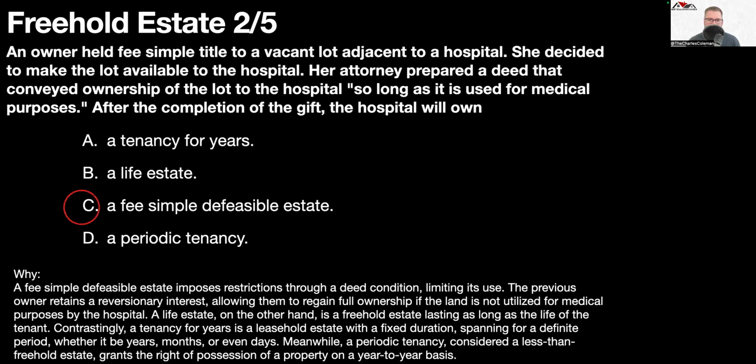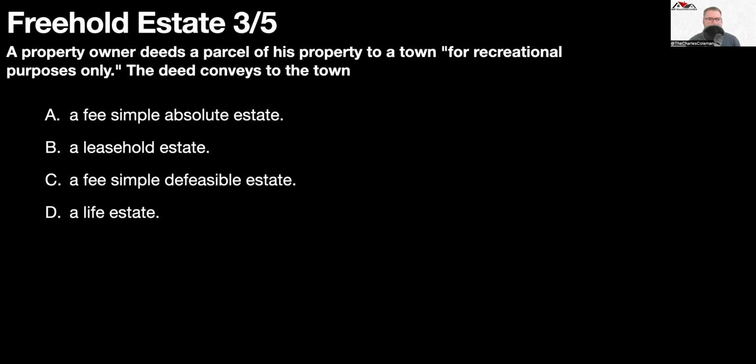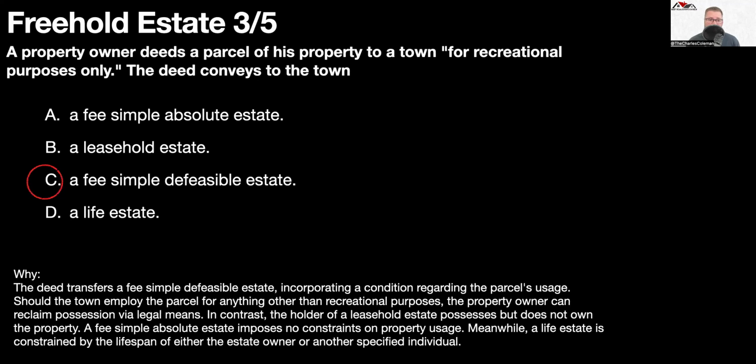Question number 3: a property owner deeds a parcel of his property to a town for recreational purposes only. The deed conveys to the town a fee simple defeasible estate. The deed transfers a fee simple defeasible estate, incorporating a condition regarding the parcel's usage.